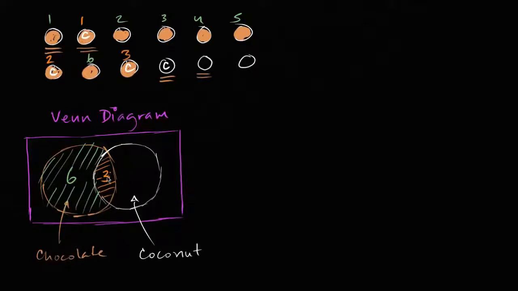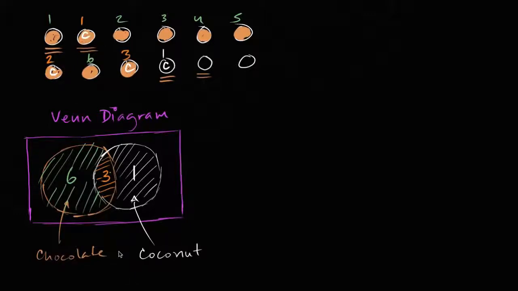So how many have coconut but no chocolate? Well, there's only 1 with coconut and no chocolate. So that's that one right over there. And that represents this area that I'm shading in white. So how many total coconut are there? Well, 1 plus 3, or 4. And you see that. 1, 2, 3, 4.